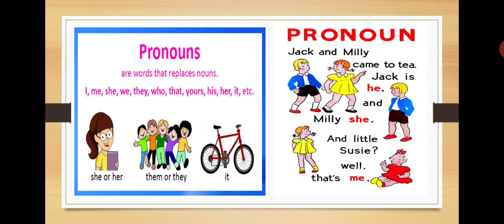Now, in this poem, you see, Jack and Millie came to tea. Jack is he and Millie she. And little Susie, well, that's me. So all the words that are red in color are pronouns.